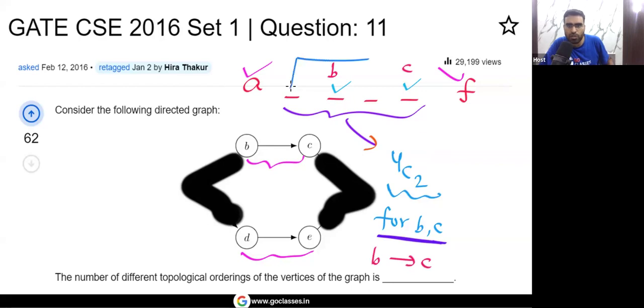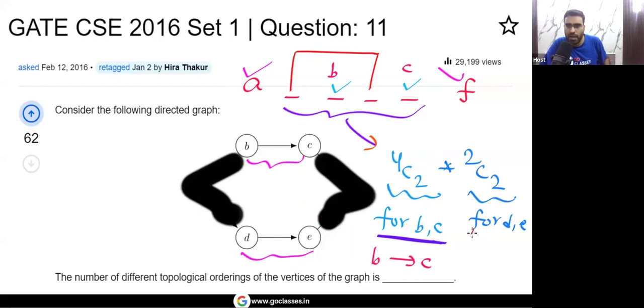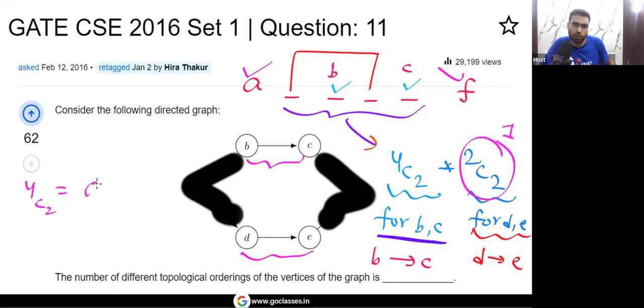And in the remaining two positions, what will happen? There are two remaining positions. From these remaining two positions, I can select two positions for D comma E. How many ways can I put D comma E? Only one way, because D should come before E. So your answer will be what? Your answer will be 4C2 multiplied by 2C2. 2C2 is only 1, and 4C2 is 6. So this is another method.